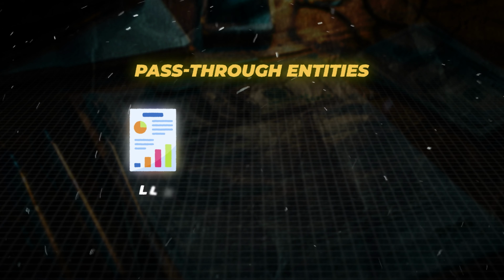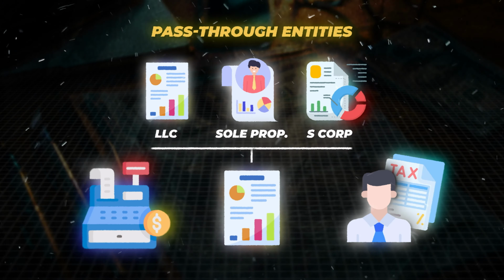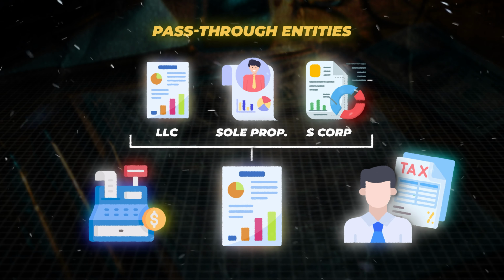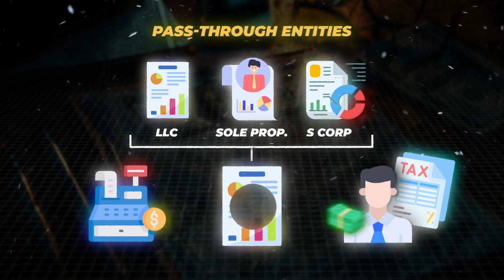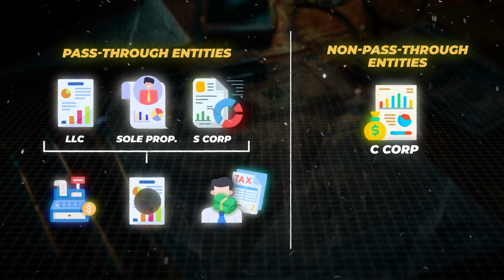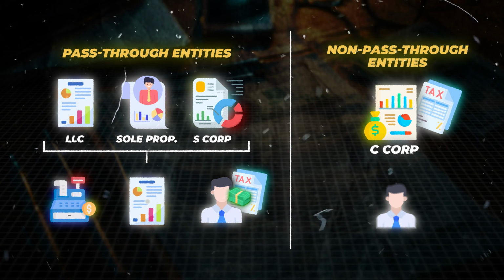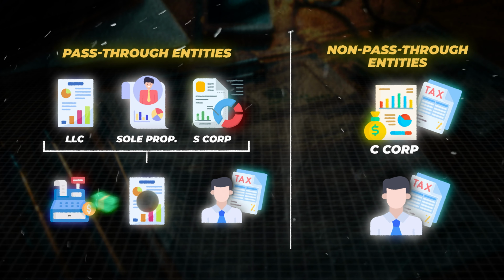Pass-through entities such as LLCs, sole proprietorships, and S corps don't pay taxes. They have pass-through income, which means the income passes to you personally. Then you pay personal taxes on this income. However, if you own a business such as a C corp that is not a pass-through entity, then your business will owe taxes on its income and you will still owe personal income taxes. Many business owners choose to go with pass-through entities to avoid this double taxation.